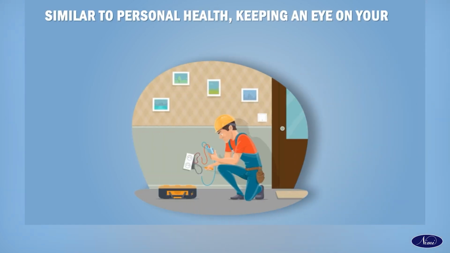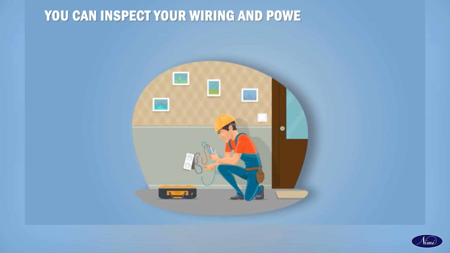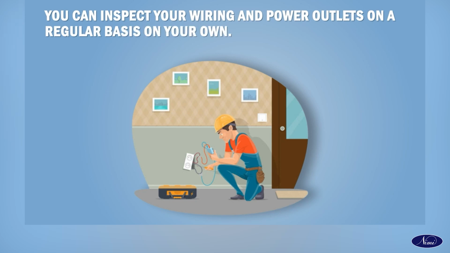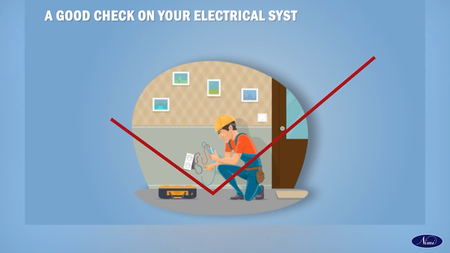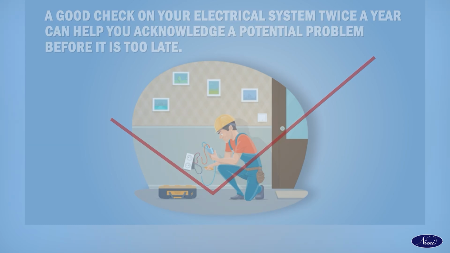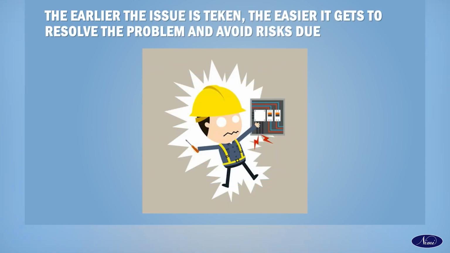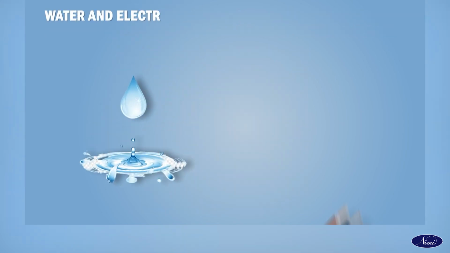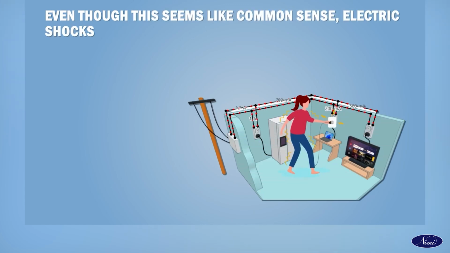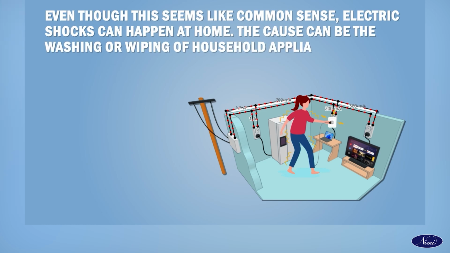Routine check. Similar to personal health, keeping an eye on your electrical system on a regular basis is important. You can inspect your wiring and power outlets on your own. A good check of your electrical system twice a year can help you identify a potential problem before it's too late. The earlier an issue is addressed, the easier it is to resolve and avoid risks due to failure. Water and electricity should not be combined. Even though this seems like common sense, electric shocks can happen at home. The cause can be the washing or wiping of household appliances.